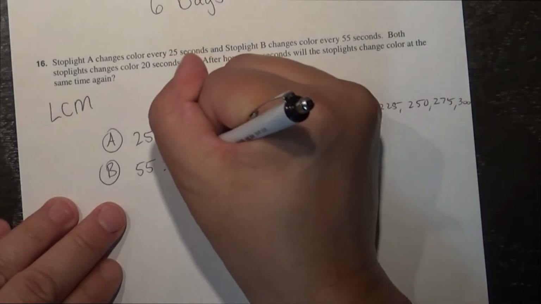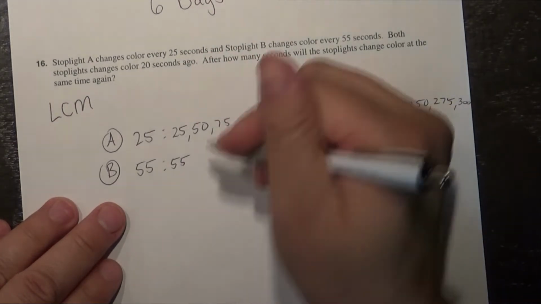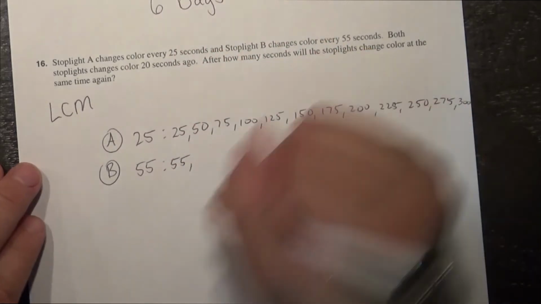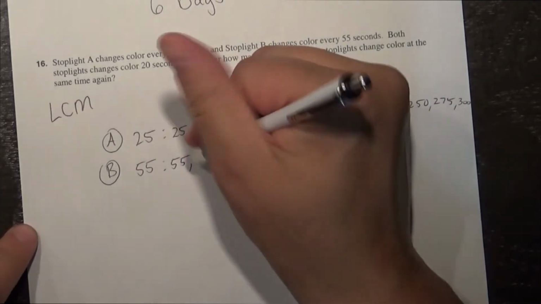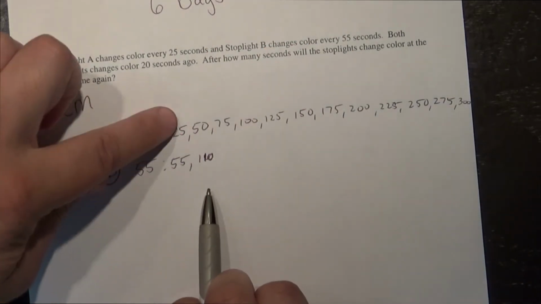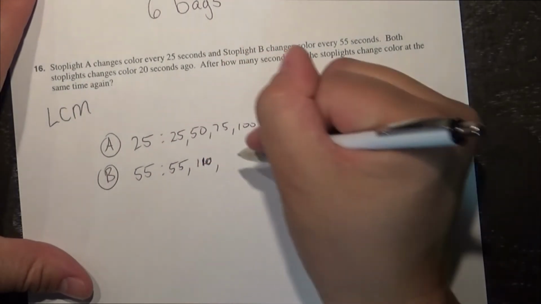So let's see. Now this one's going to be a little bit tougher than counting by 25s. So if you need to, you can always do some math off to the side. So 55 times 2, that's going to be 110. Oops, if I can write it, that always helps. Look up here, do I have 110? No. So let me keep going.